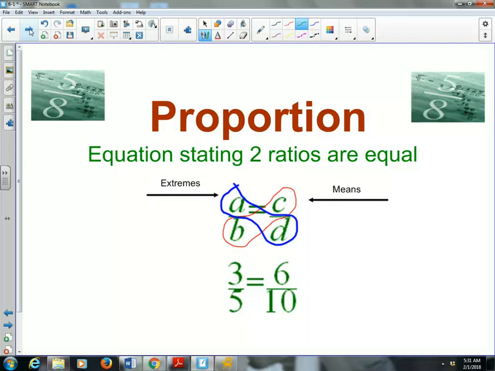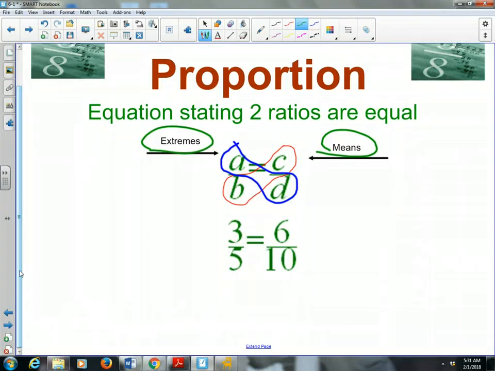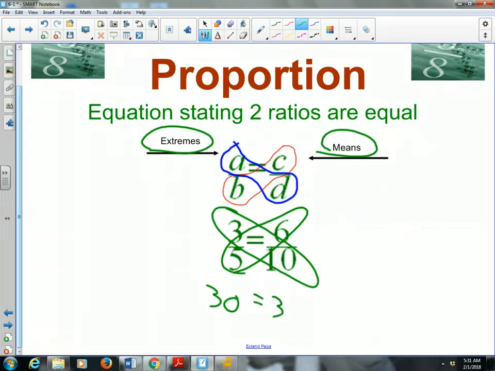I want you to just notice something about some terminology here. The extremes of a proportion are this A and D right here, and the means of a proportion are B and C. And one thing that's very significant about a proportion is that if you multiply the extremes and you multiply the means, it ends up being the same number. Notice how if two fractions are equal, I'm going to multiply these two, and I'm going to get 30. I'm going to multiply these two, and I'm going to get 30. So that's an important part of a proportion, is that their cross products equal each other.